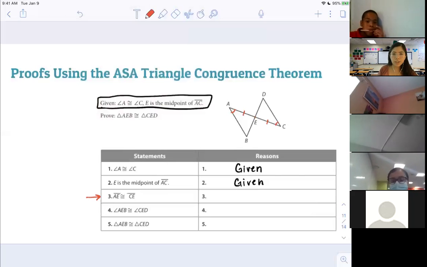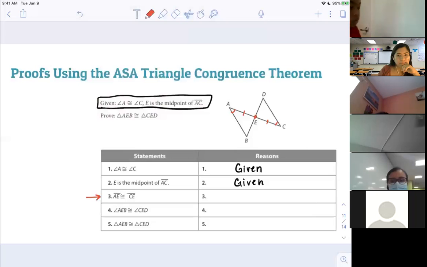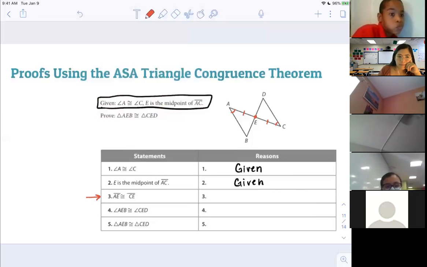And what definition or theorem or postulate did you guys think about? Because you guys told me the same thing. What is that called? What's the definition or theorem or postulate? Is it perpendicular bisector? Not quite, but you're very close. It's not perpendicular either. It doesn't say anything about perpendicular.